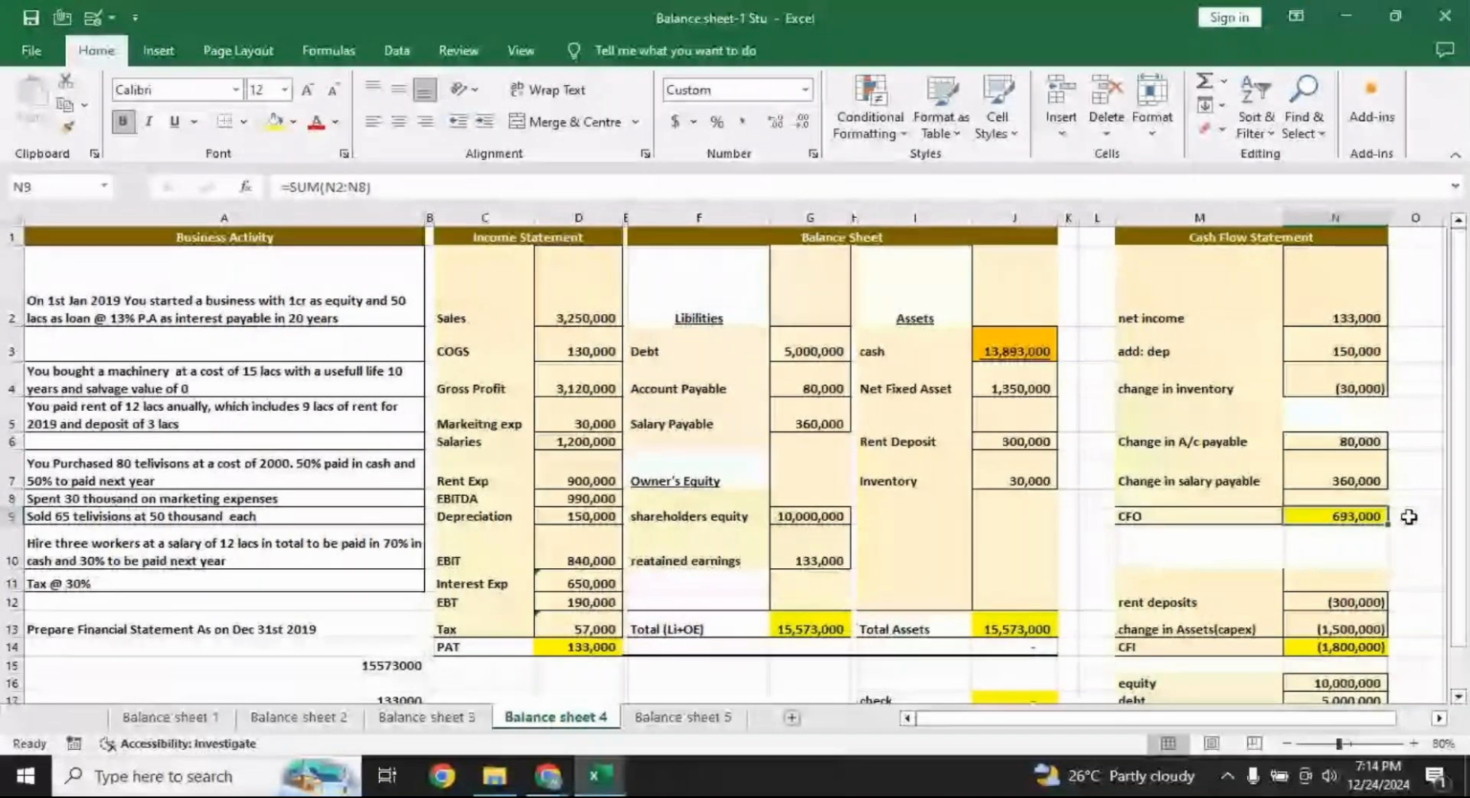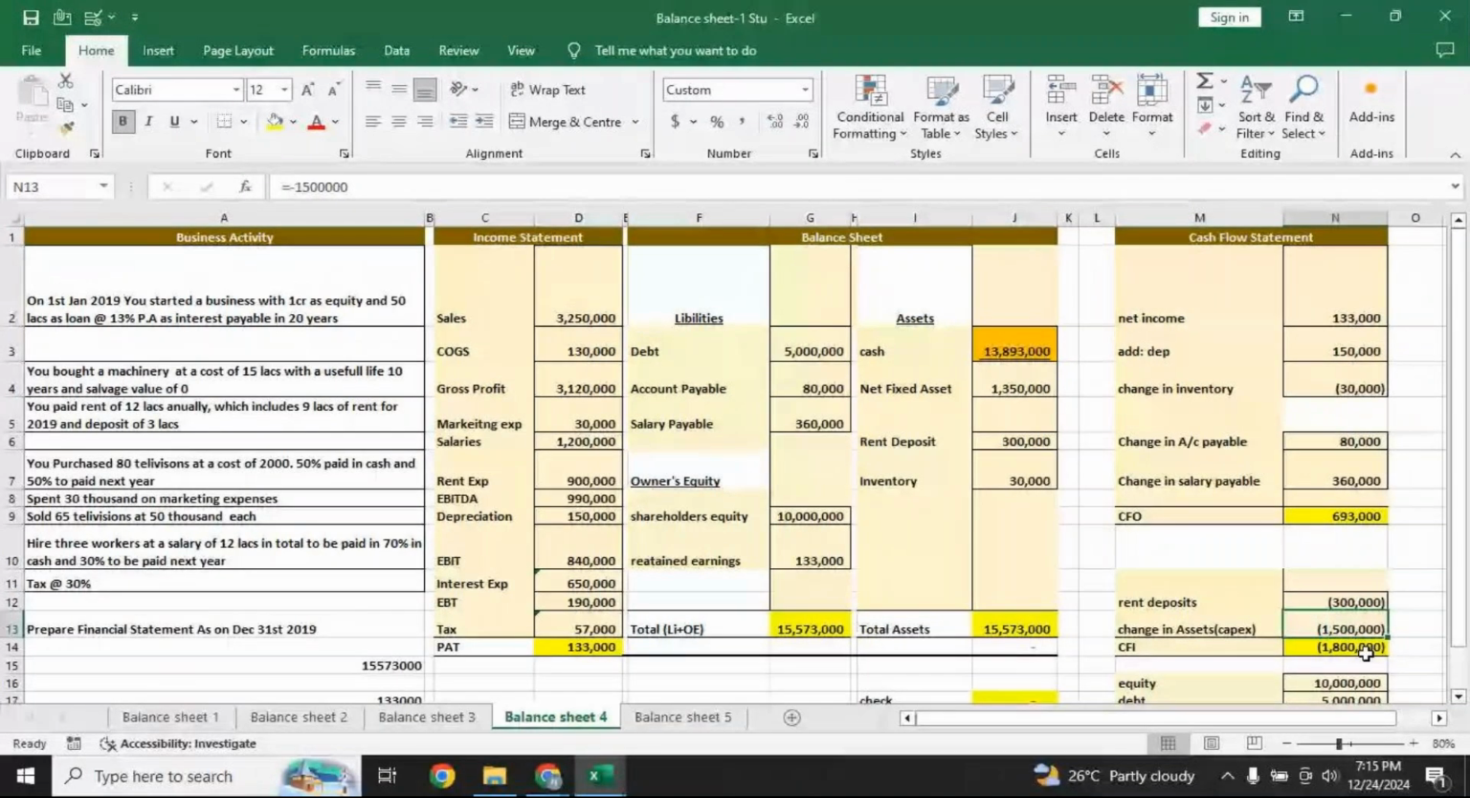Rent deposit. I'm paying a deposit of 3 lakh rupees, which means money is going out, so I'm taking it in minus. Change in assets, capital expenses: 15 lakh rupees I'm investing to buy this machinery, that will be in minus. So for CFI, investing activity, I have deposited the rent amount and invested in the machinery, totaling 1 crore 80 lakh rupees spent.